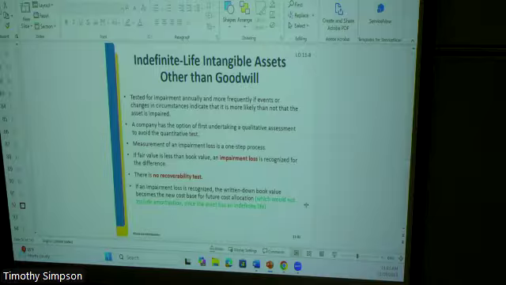But there's no recoverability test. There's no step one. It's just one step. I mean, I guess there is a step one, it's not the same step one. There's no step two, in other words. There's no recoverability test. It's simply saying if book value is greater than fair value, then we have an impairment loss. And when it happens, we simply mark that asset down.